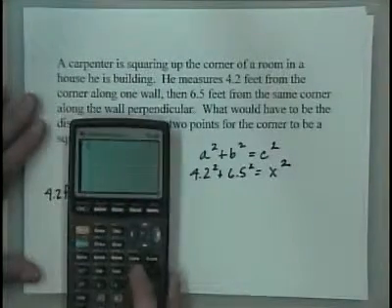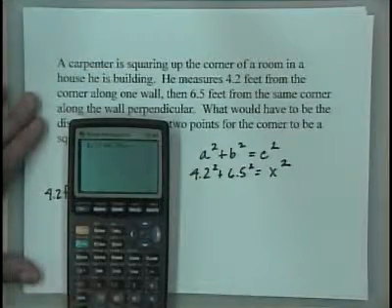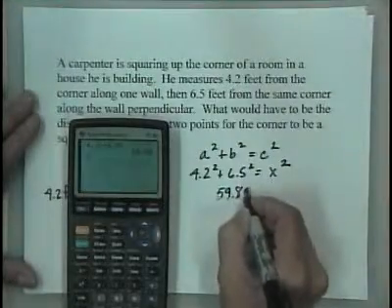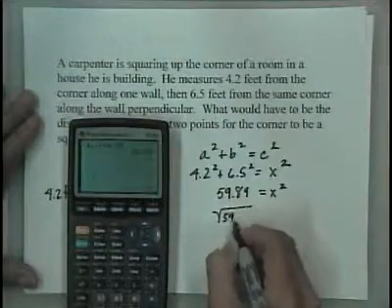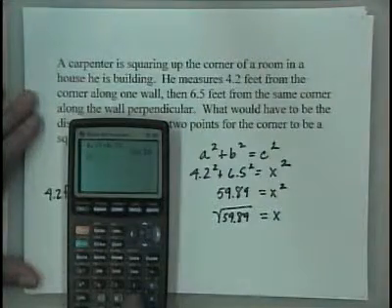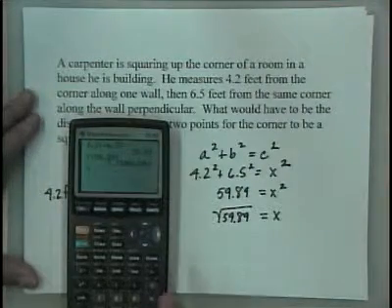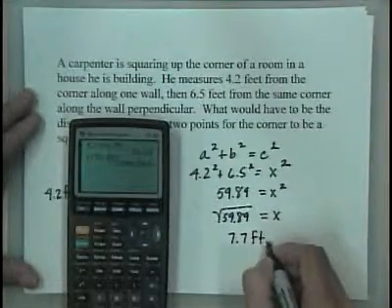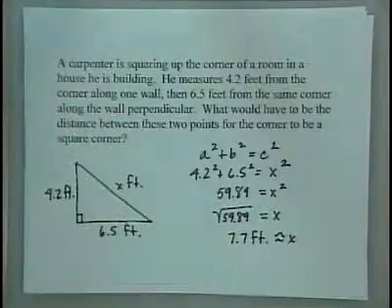So again picking up a calculator to help, 4.2 squared plus 6.5 squared is 59.89. If I want x, I need the square root of that number, and so we'll find the square root of 59.89, which is 7.738. Let's round to 1 decimal place, and we need to call that feet to match the units in the problem.